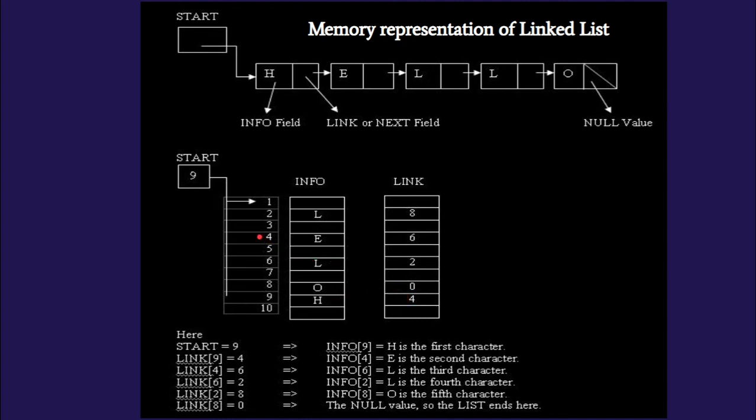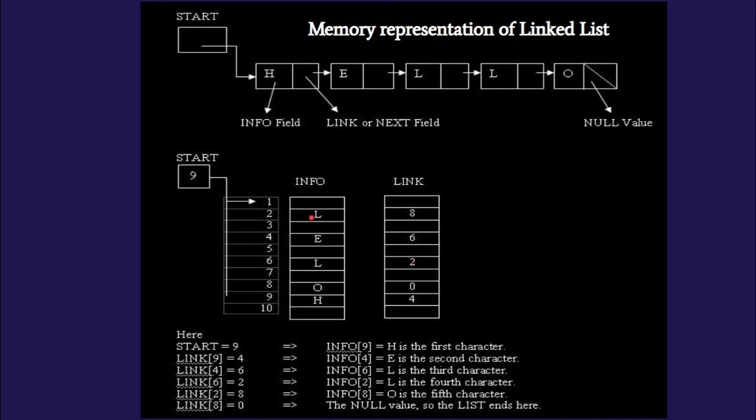Go to 4. 4 contains E, and E's pointer contains 6. That means next to H is E, and the next letter after E is stored in location 6. This 6 shows the address of the next letter. Now I go to the 6th position. There L is stored, and the pointer for that is 2. So we go to the 2nd position. Again the letter L is there.